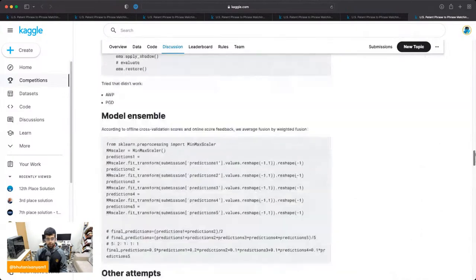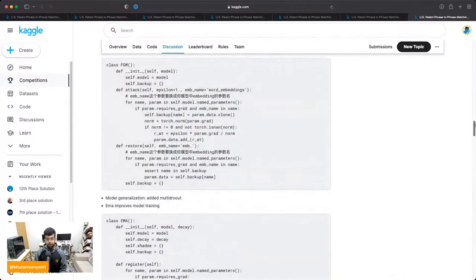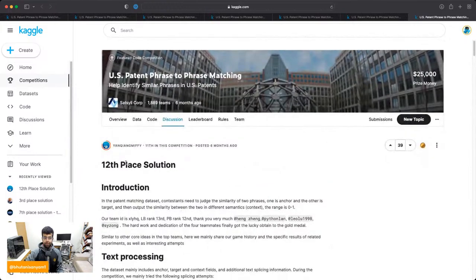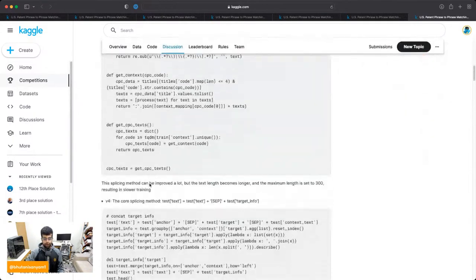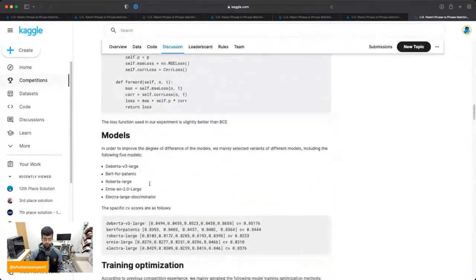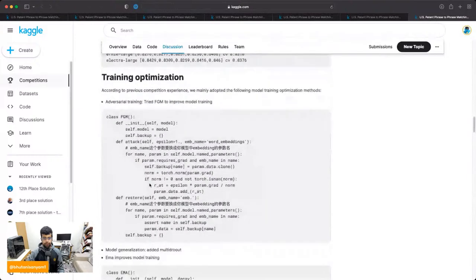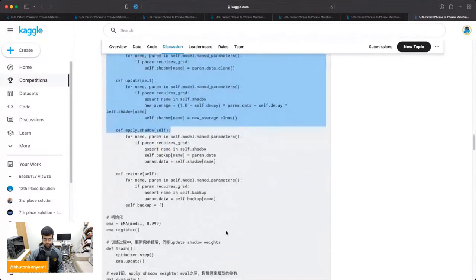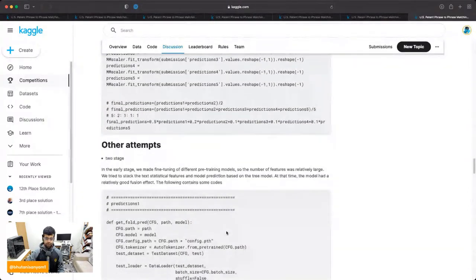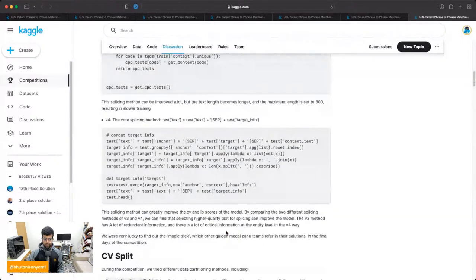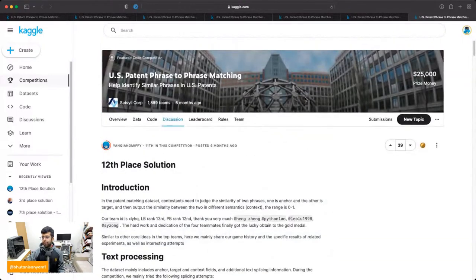You can go through this one, and this was the one I was looking for, all the explanations for EMA and AWP. So again, if you just look up 12th place solution, this is where they share the functions for how they applied all of these approaches and how they even calculated the losses. And there's a class EMA, which gives you all the details. And I think there's a class for AWP as well, somewhere here. But this approach was also quite similar to the others. So I think we can skip this.